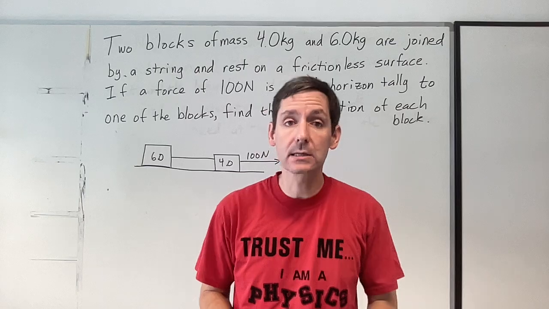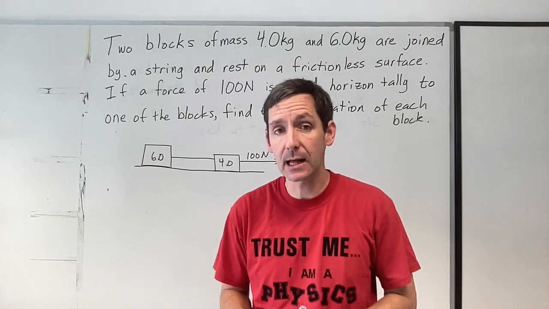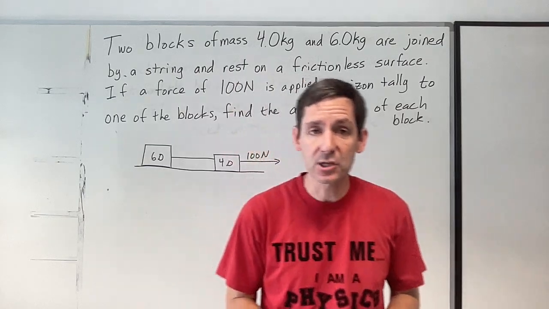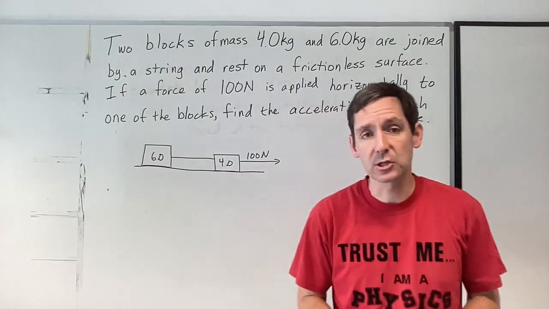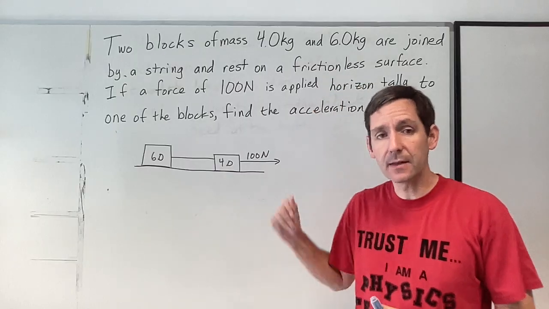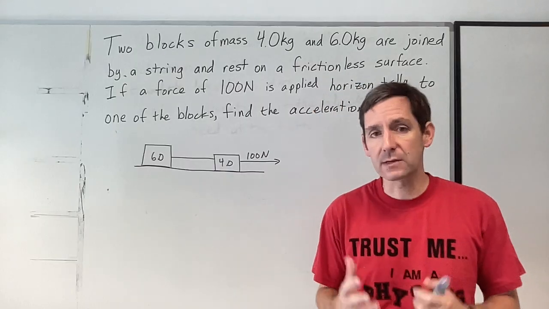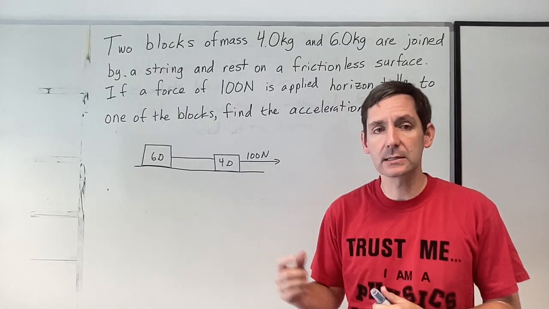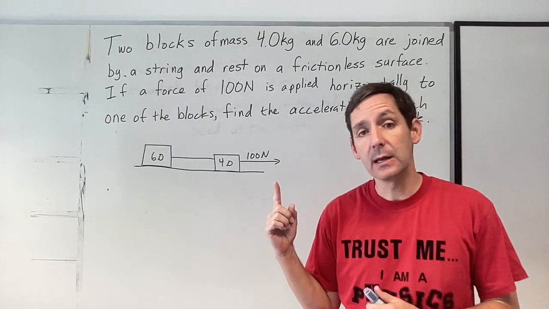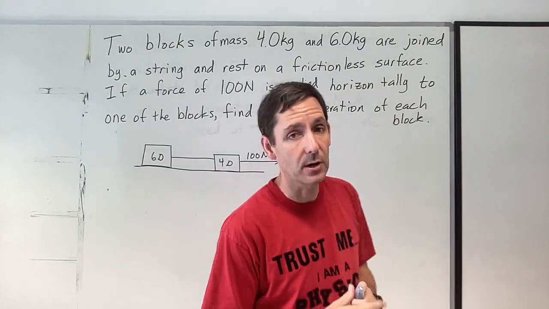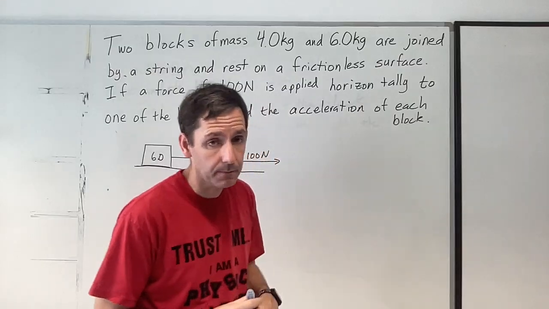We have two blocks of mass 4 kilograms and 6 kilograms that are joined together by a string. They're at rest on a frictionless surface, so you can see that in the diagram here. If a force of 100 newtons is applied horizontally to one of the blocks, then we want to find the acceleration of each block. All right.